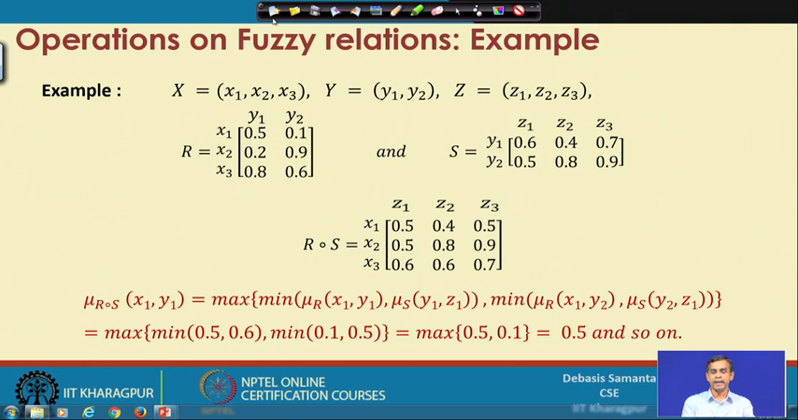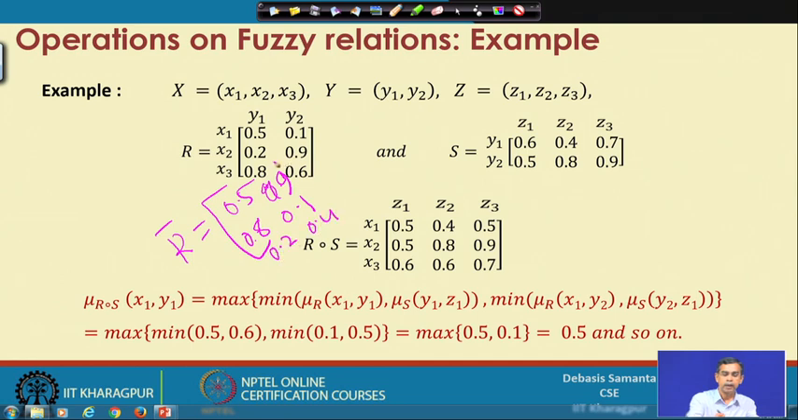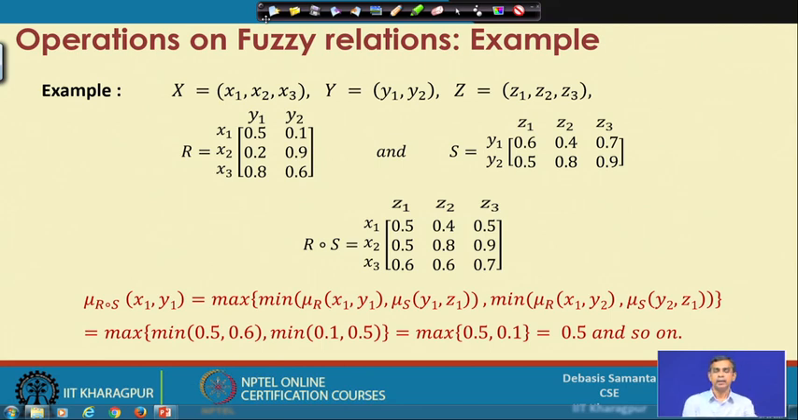Likewise, for the intersection we take the minimum of the entries. Union is the maximum and intersection is the minimum, and then the complement can also be obtained. For example, the complement R bar can be obtained as 0.5, 0.9, 0.8, 0.1, 0.2 and 0.4. I hope you have understood how it is obtained. It is basically taking the complement, so 1 minus 0.5, 1 minus 0.1 and so on. This way the complement operation over a relation R can be obtained.